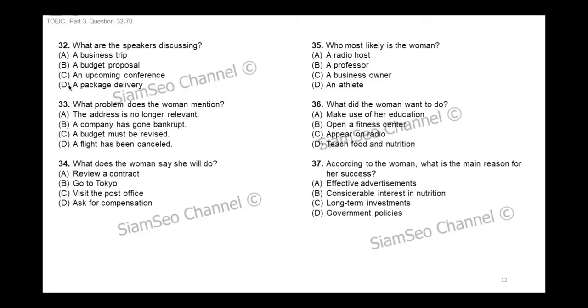Number 32. What are the speakers discussing? Number 33. What problem does the woman mention? Number 34. What does the woman say she will do?